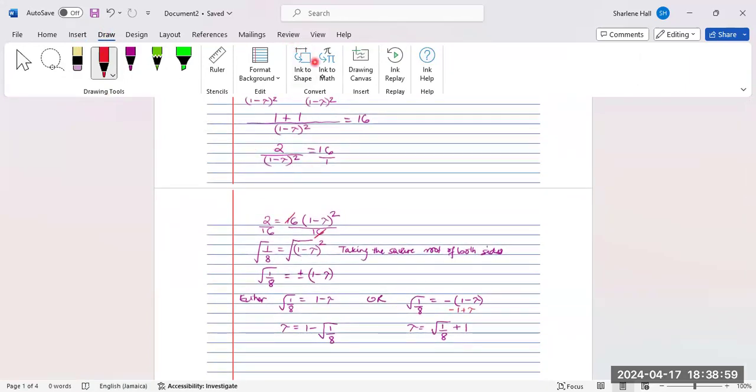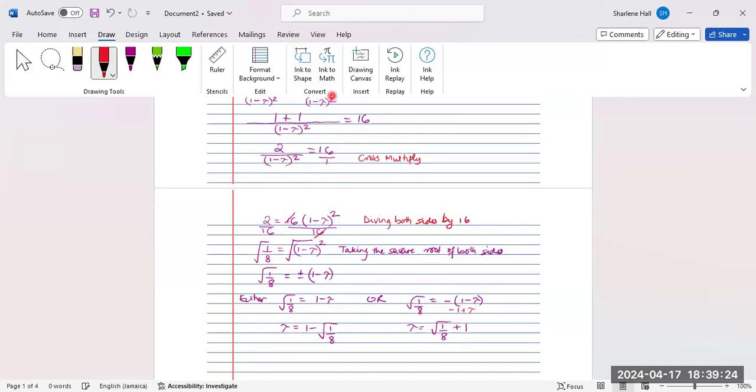Cross multiply. 1 to 16. Yeah, but 2 times 1 is 2, 2 at the top. And 16 times all of this is 16 times all of that. And then dividing both sides by 16. Oh, okay.